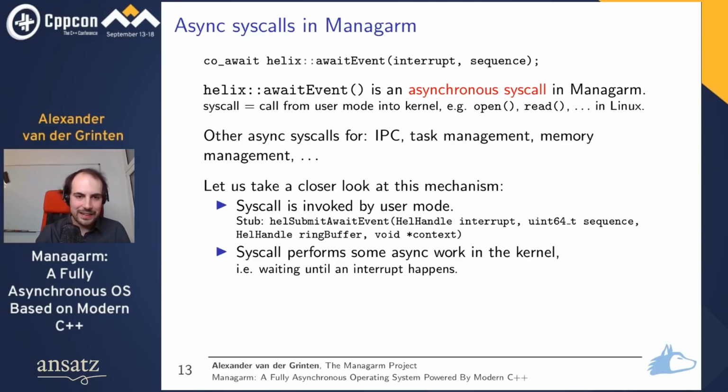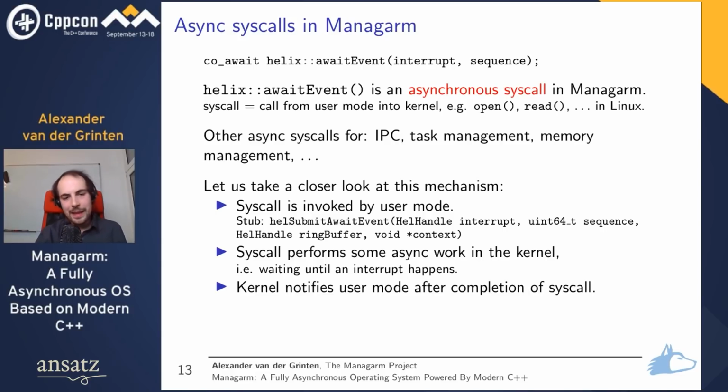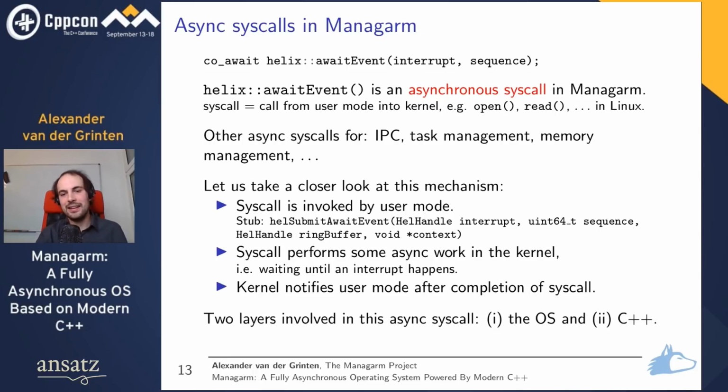Good. Then the syscall has to perform some async work in the kernel, right? In this case, it has to wait until an interrupt happens. But it could wait for other things, like it could wait until an IPC message is sent successfully, or it could wait until enough memory for something is available, or it could wait until a task is in a certain state or so. And then the kernel needs to notify user mode again after the completion of the syscall. So the kernel needs to notify user mode that the work is now done. Obviously, that has to happen somehow. And in this process, there are two layers involved. There's the operating system and there's C++. And I'm going to explain in both layers how the mechanism works.